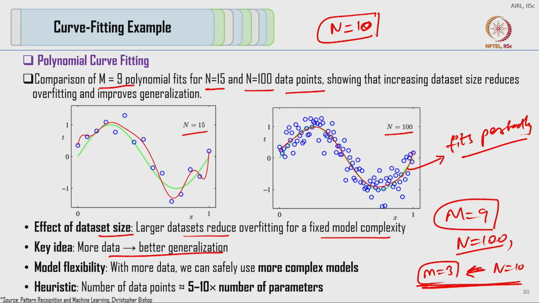With more data we can safely use more complicated models, and actually with more data we can learn more complicated functions. For example, here we are only focusing on sin 2 pi x, however for an extremely complicated curve we could actually use more complicated models. And a general heuristic in this particular example is the number of data points should be about 5 to 10 times the number of parameters.